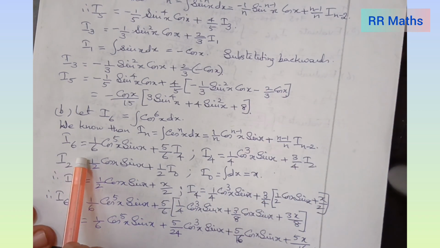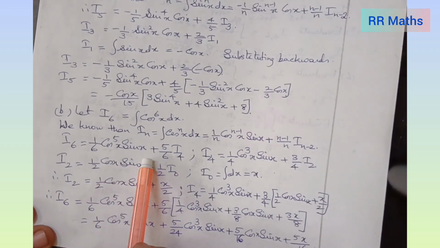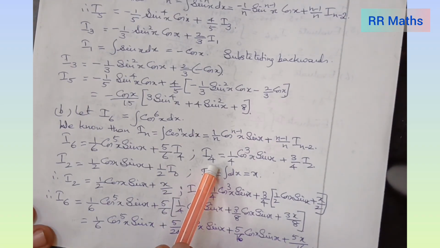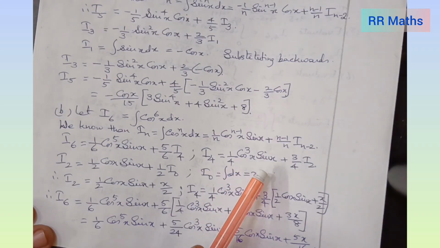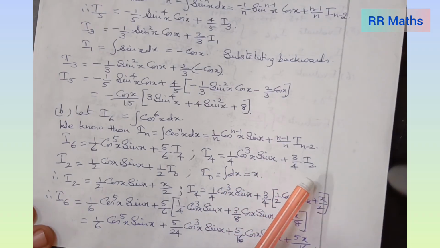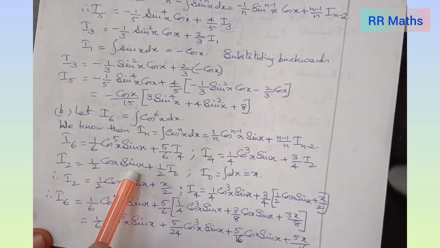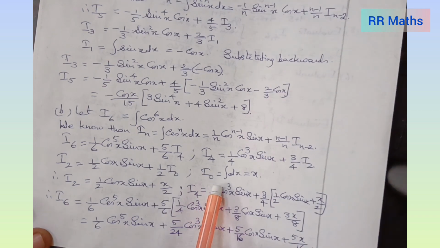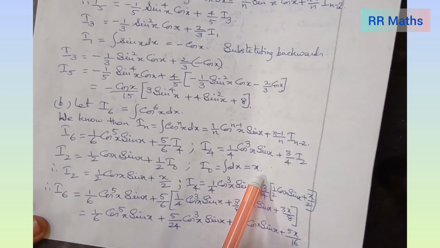So you get I6 is equal to 1 by 6 cos power 5x sin x plus 5 by 6 I4. Now substitute n equal to 4 in the same formula. You get I4 is equal to 1 by 4 cos cube x sin x plus 3 by 4 I2. Now I2 again you substitute n equal to 2 in the original formula. You get half cos x sin x plus half I naught. What is I naught? I naught is going to be integral when n is 0. So integral dx. So that gives you x.